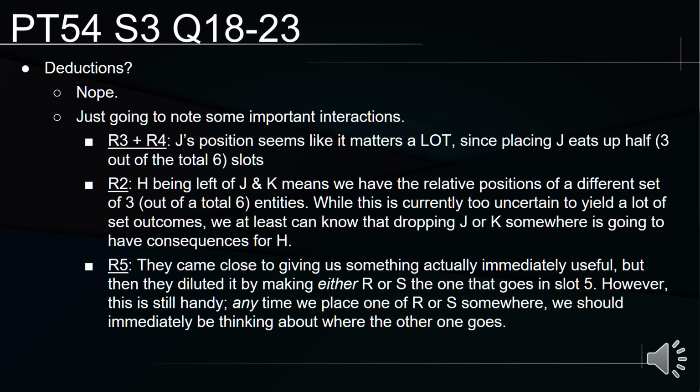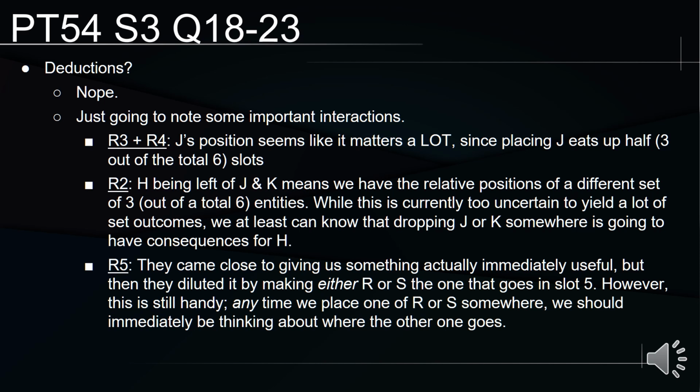And finally, Rule 5 is the only other one that I think yields any sort of, we've talked about 4 out of the 5 rules, so that's just basically all of them. This came close to giving us something immediately useful, but then right away they diluted it by making either R or S the one that goes in slot 5. So they came really close to giving us certainty on this one, but then they took it away from us.